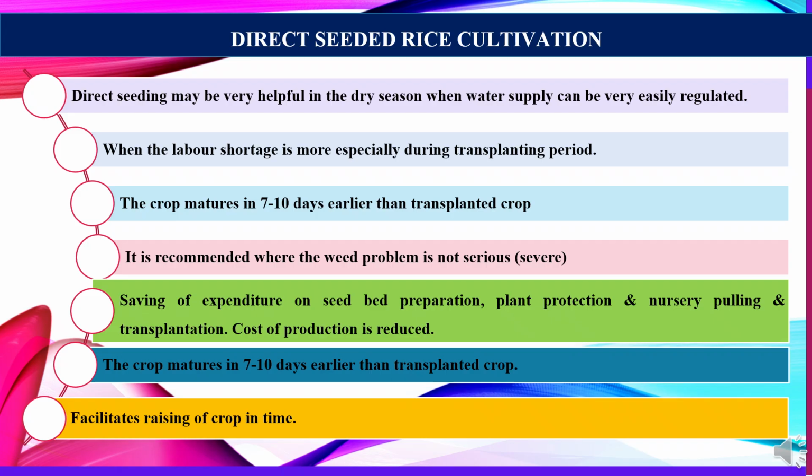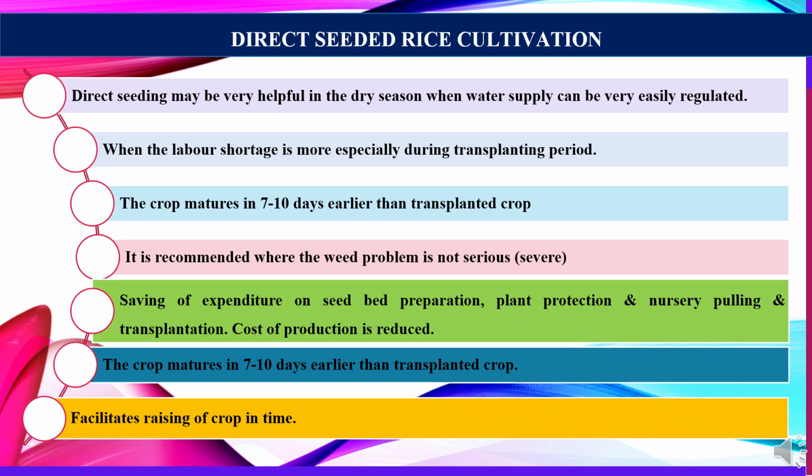Key features and advantages. Suitability. Highly beneficial during the dry season, when water supply can be easily regulated. Recommended in areas with labor shortages, especially during the peak transplanting period. Most suitable where weed infestation is not severe, as weed control in DSR can be more challenging than in transplanted rice. Early maturity. The crop matures 7 to 10 days earlier than the transplanted crop, allowing timely harvest and facilitating sequential cropping.